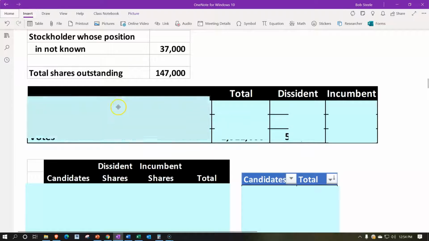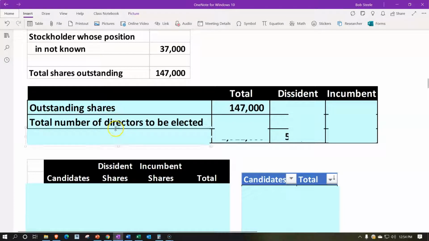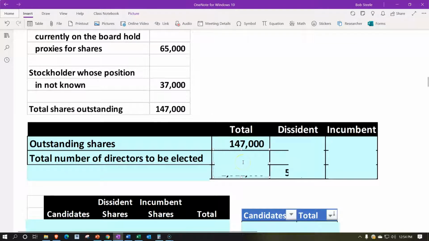So we're going to say, let's imagine we have the total votes here. The total votes would be the outstanding shares of the 147. That's the total shares outstanding. And then we have the total number of directors to be elected, which is 13. So 13, and if we multiply that out, that's going to give us the number of votes total that are out there, 1,911,000.